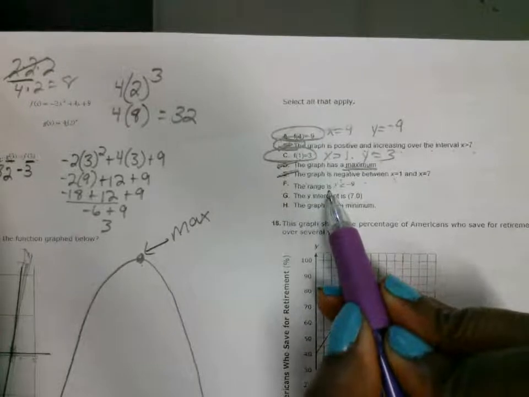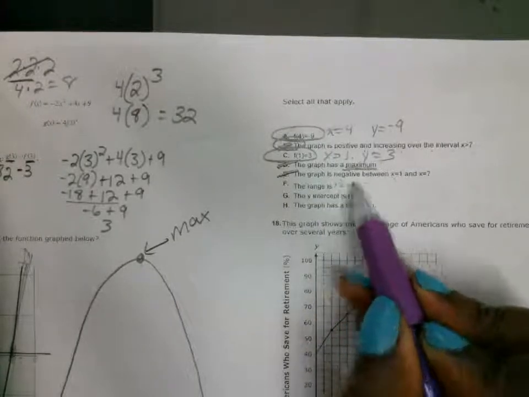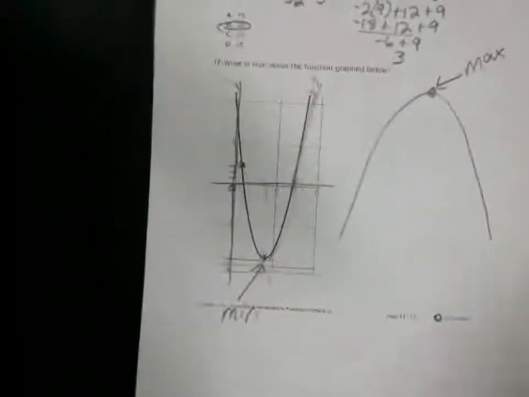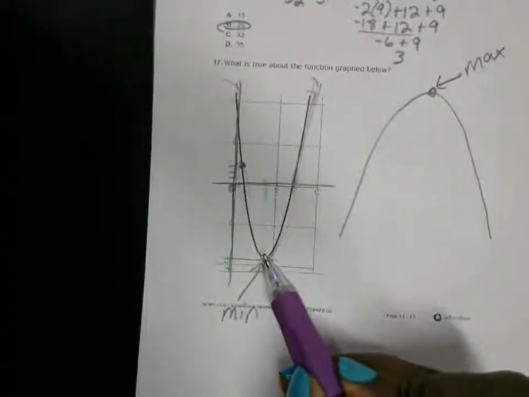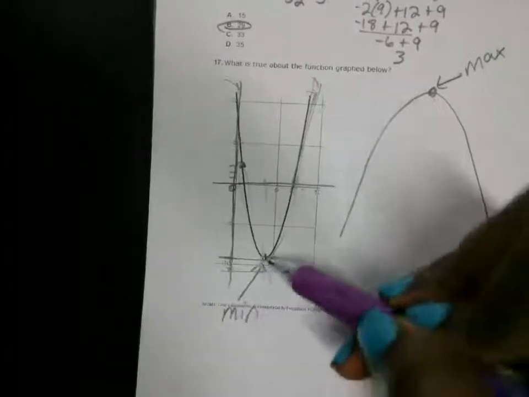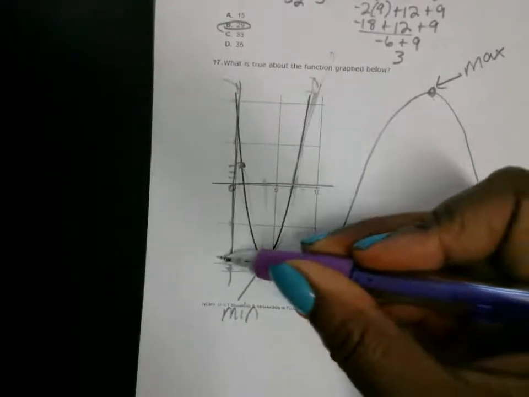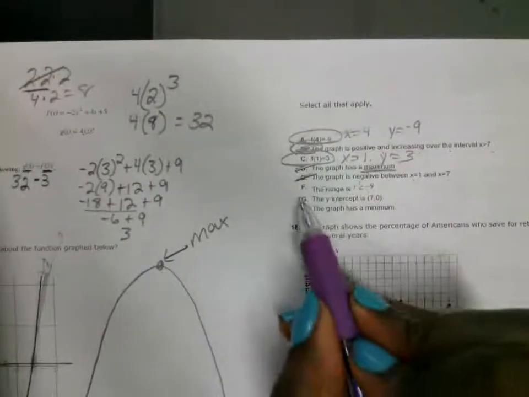The range is where y is greater than or equal to -9. So let's look at it. -9 is the lowest point right here. Yeah. You see, it's right. This is the lowest point. And from there, it goes on forever. So that is true. It goes from -9 right here all the way up. So yeah, this one is actually true.